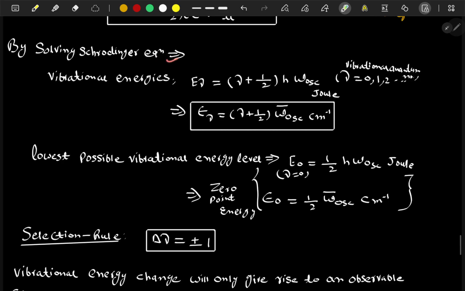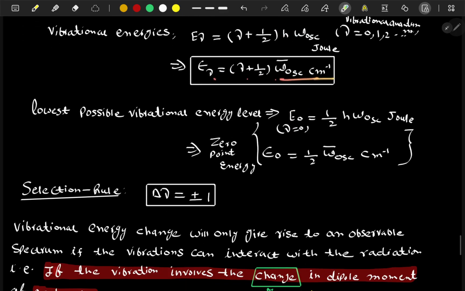Now when we solve the Schrodinger equation for these vibrational energy levels, what are we getting? The energy levels E nu, for vibrational quantum number nu, will be nu plus 1 by 2 times h omega, for oscillatory omega, where omega is the frequency of oscillations. Here E nu equals nu plus 1 by 2 times omega in centimeter inverse. So one is in joule and the other is in centimeter inverse. Remember this: E nu equals nu plus 1 by 2 times omega oscillation in centimeter inverse.